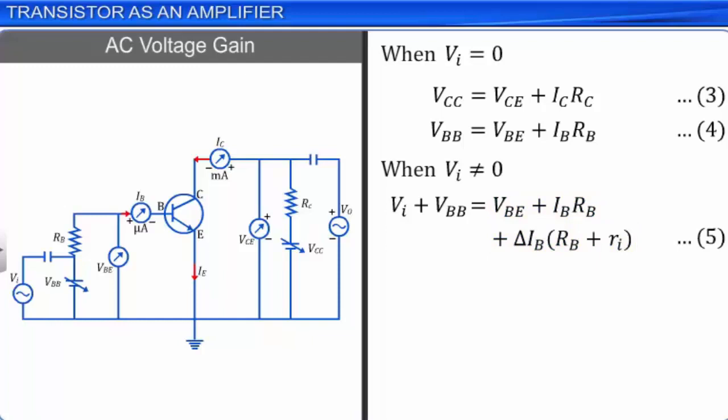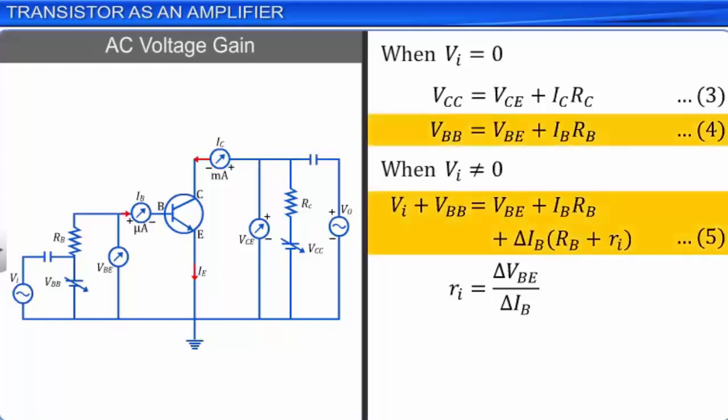From equations 4 and 5, we can write the input voltage VI is equal to delta IB into RB plus RI. The input voltage VI can be written as VI is equal to delta IB into R. Let this be equation 6, where R is equal to RB plus RI.